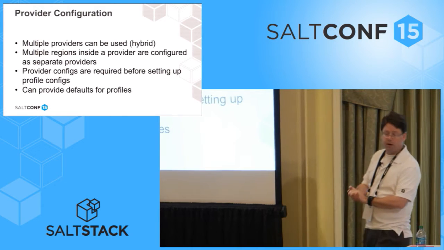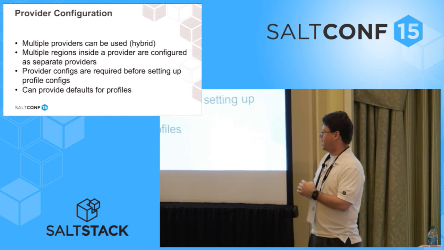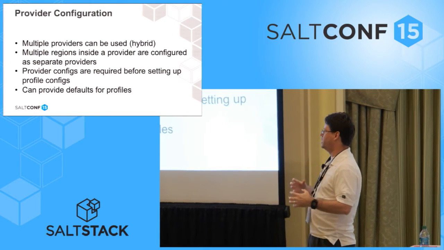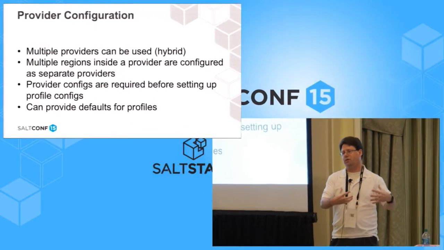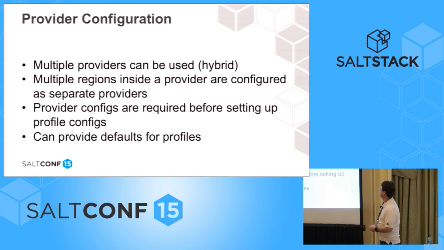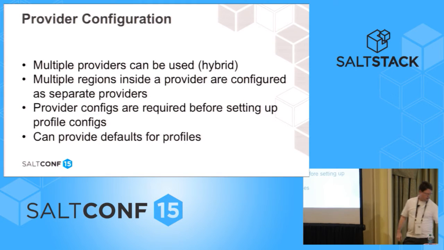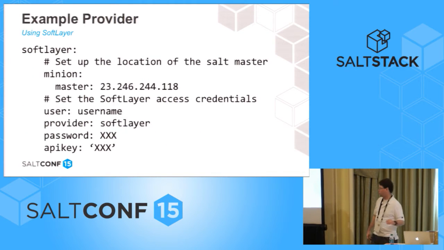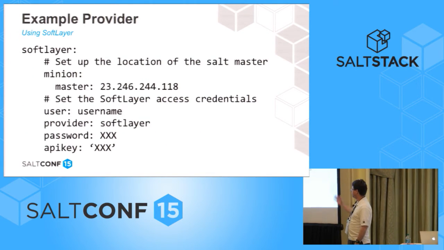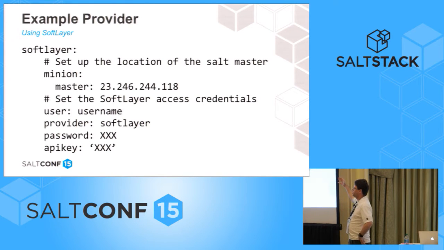SaltCloud supports multiple providers, and it's pretty easy to reset things so that you can pick up your infrastructure and move it to a different cloud. Obviously, you're going to have to set up some provider configs for that. There are also defaults available for profiles. Here's an example for SoftLayer, really simple to set up. We specify which master we're going to use, give it a username, and the provider is called SoftLayer. SoftLayer requires a password and an API key, and then you can talk to SoftLayer through SaltCloud.